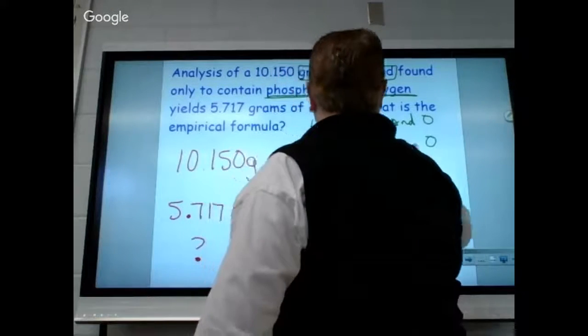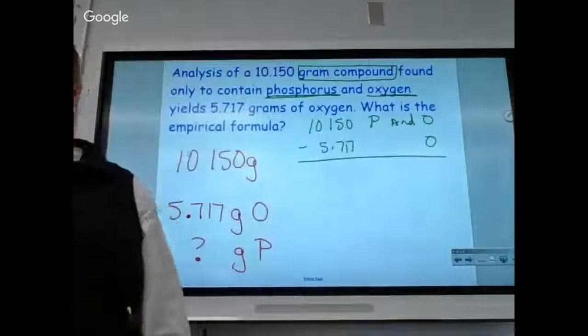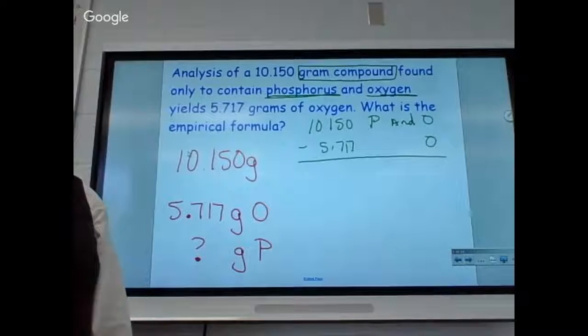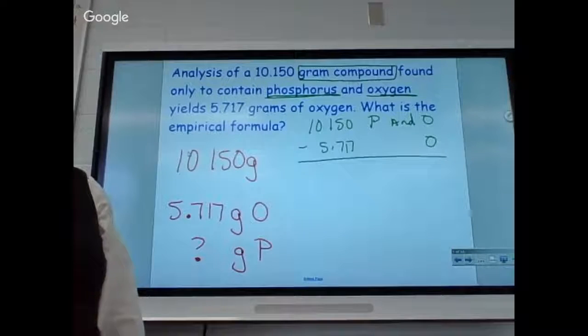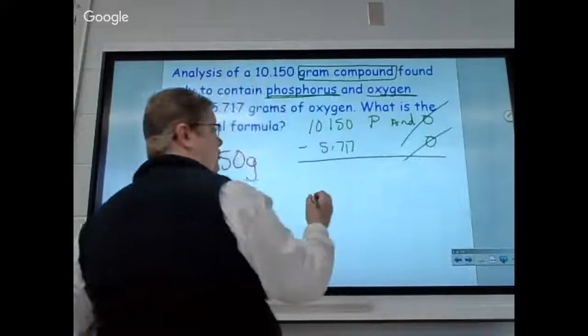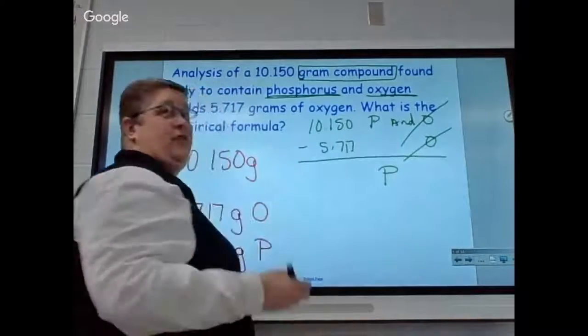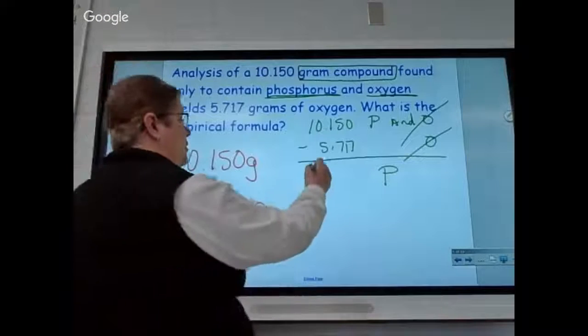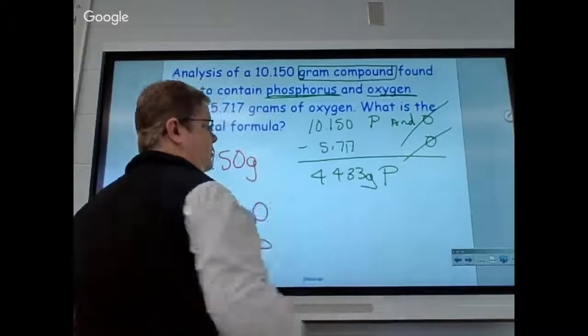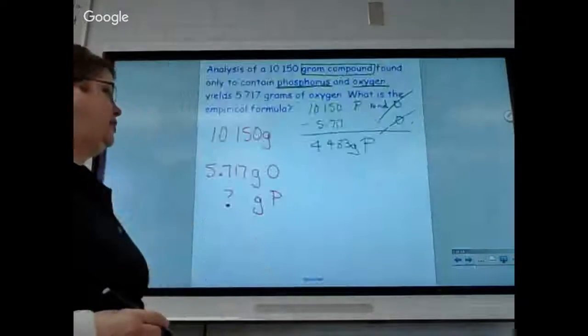So if we subtract them, what's going to happen to the oxygen? It'll be 4.133. It will, but hang on a second. What's going to happen to the amounts of oxygen? They're going to do what to each other? Looking for a C word. It's going to cancel out, okay? The oxygen is going to cancel each other out, and I'm going to be left with just phosphorus, which is how much? 4.433 grams.